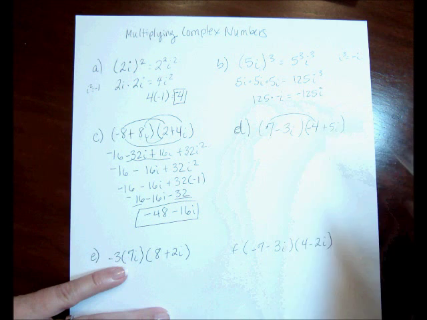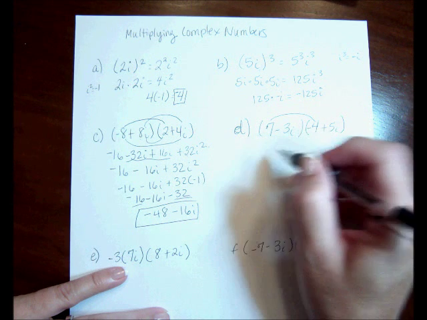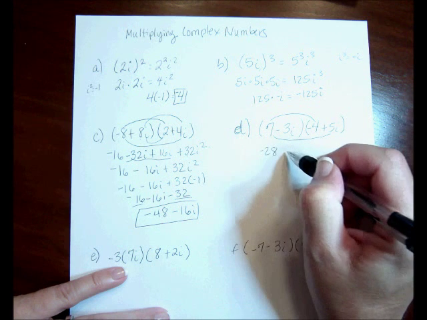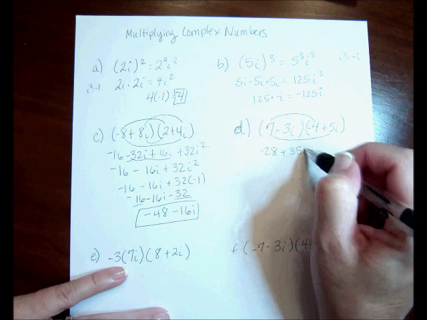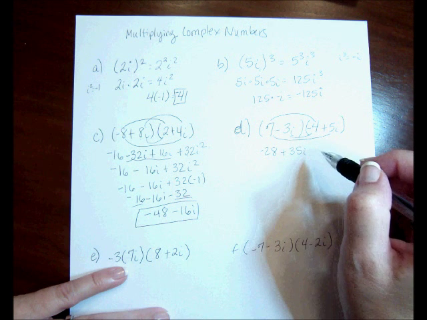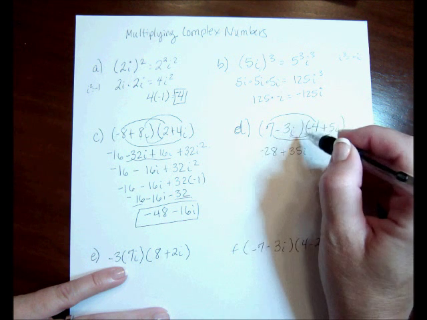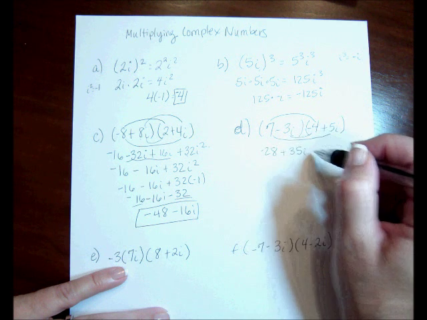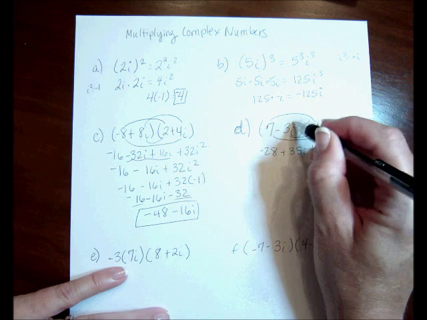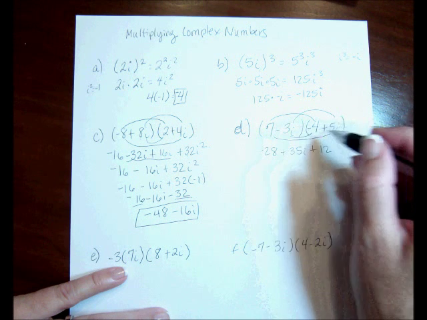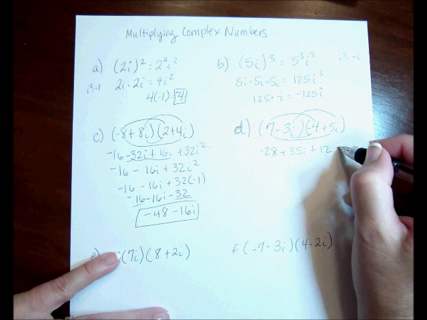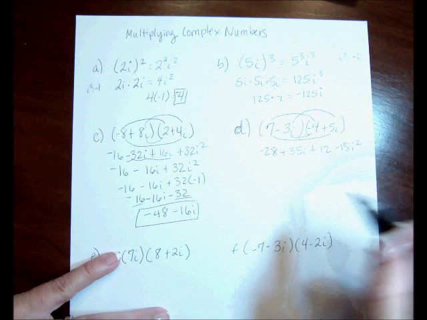So again, kind of the same way, I'm going to FOIL. 7 times -4 is -28. I'm going to do outside, which is going to be plus 35i. I'm going to do inside, which is going to be positive 12, and then I'm going to do -3i times 5i, and so that is going to be -15i squared.